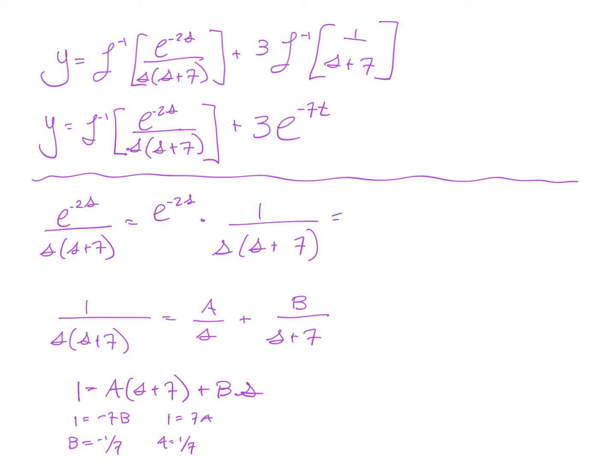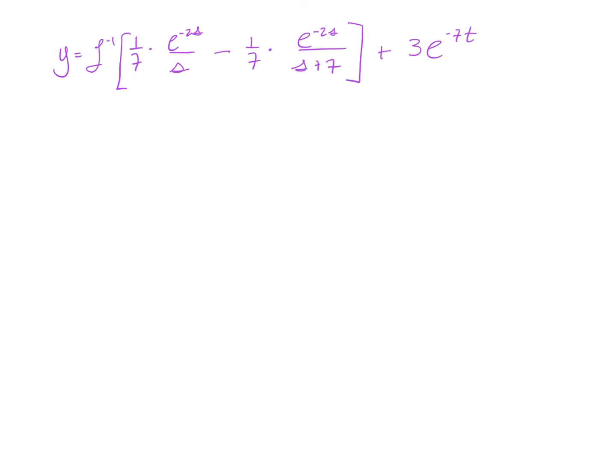So then I'm going to come back up here and say e to the negative 2s times a over s would be 1/7 over s plus b over s, which is negative 1/7 over s plus 7. Okay, so what I'm going to do next is remember our goal is working on this inverse Laplace transform. So I'm going to rewrite this equation here, and I'm going to replace what's inside of these brackets with a version of this. Okay, I'll do it on the next page.